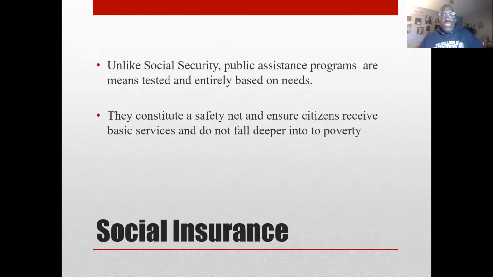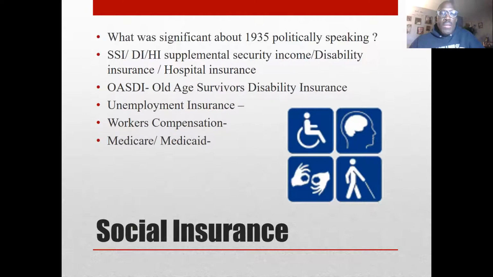Now, unlike Social Security, we have another set of programs, public assistance programs, and they're means tested and based on need. They constitute a safety net to ensure that citizens receive at least basic services and don't fall deeper into poverty. At the state level, you've got TANF, Temporary Assistance for Needy Families, formerly AFDC, and food stamps, or should I say SNAP. Those are programs that are really need-based and designed to keep people afloat. And again, 1935 was the kickoff.